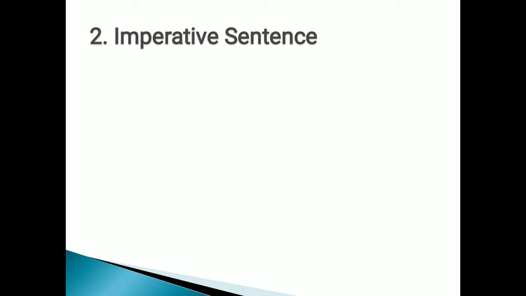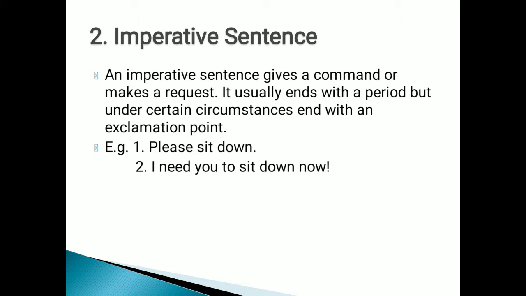Next type is imperative. You have already learned types of sentences since 5th standard, so I'm not going to waste too much time on it. The second type, the imperative sentence, gives a command or makes a request. It usually ends with a period, but under certain circumstances ends with an exclamation point. When somebody gives a command or makes a request, that statement is an imperative sentence. For example, please sit down. And the second example, I need you to sit down now! This is the exception because at the end we have the exclamation mark, but still this statement is in the category of imperative sentence.